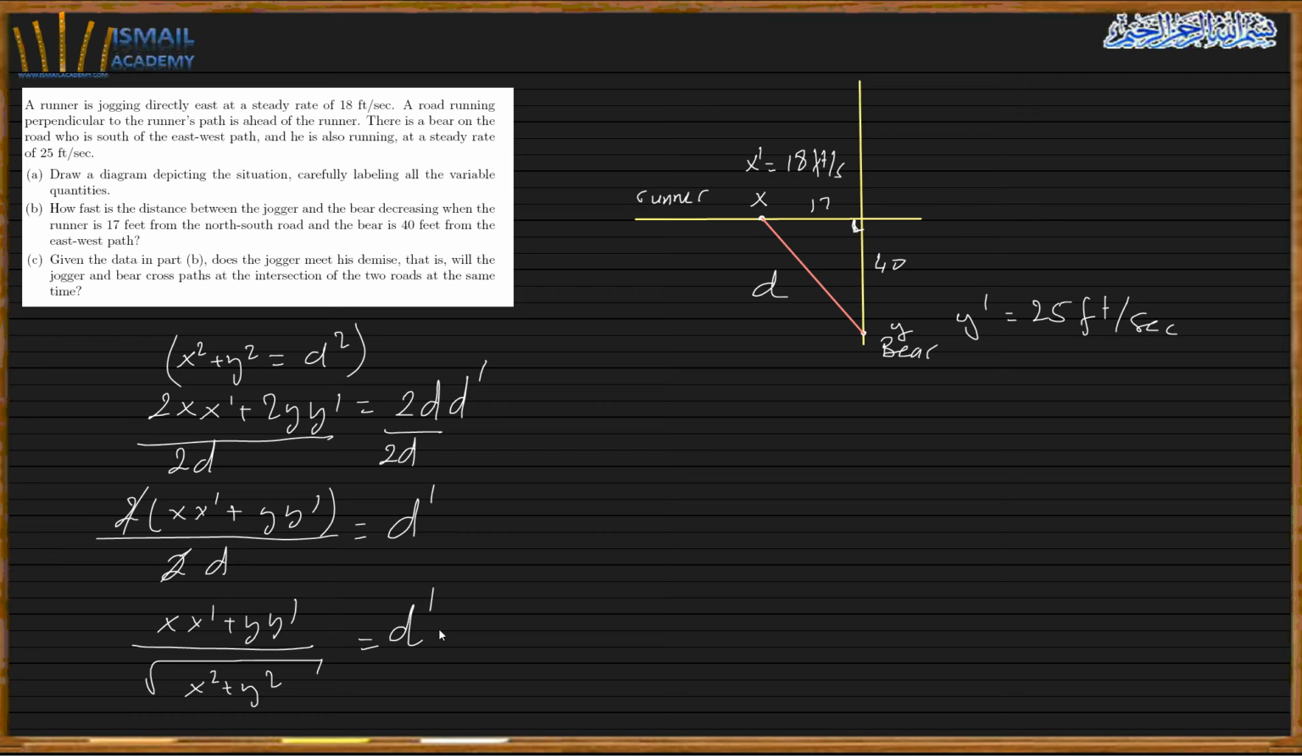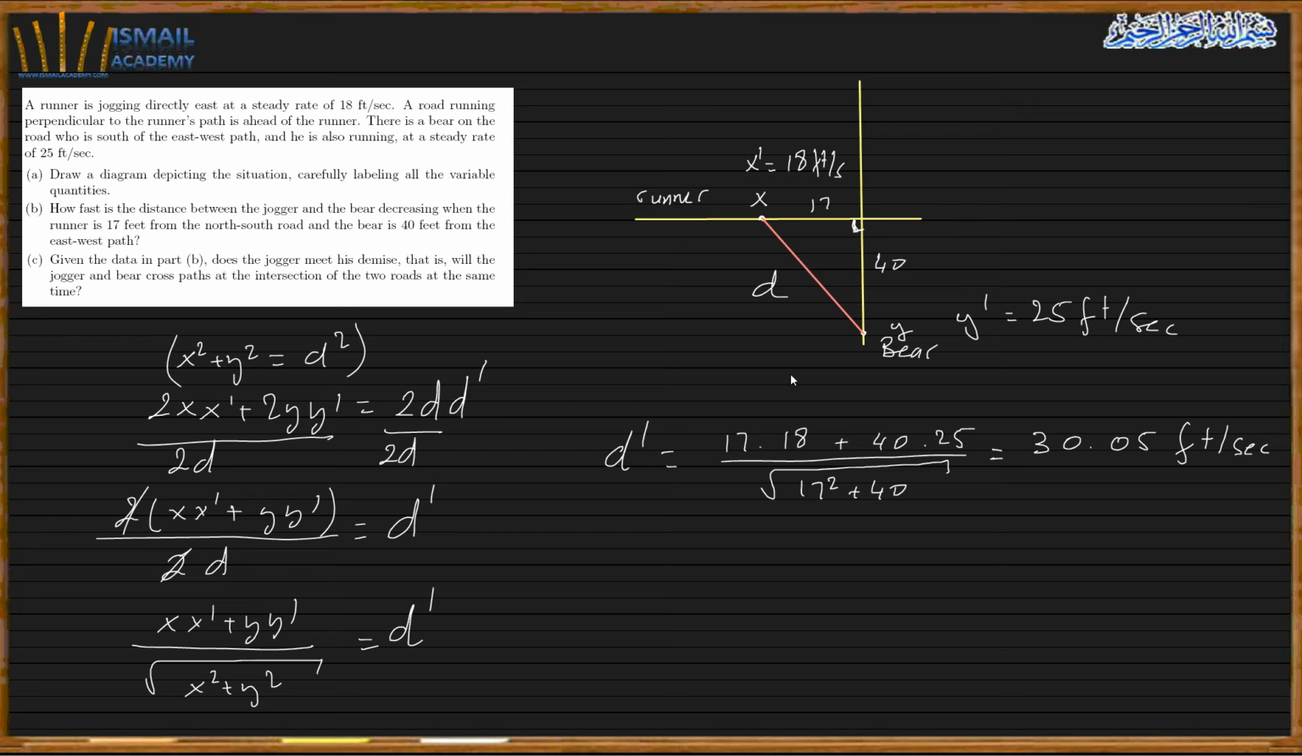Now I substitute the values into my expression. So d prime will be equal to 17 times 18 plus 40 times 25 over the square root of 17 squared plus 40 squared. When you do the calculation, we end up having 30.05 feet per second, which means that the distance is decreasing at that rate.